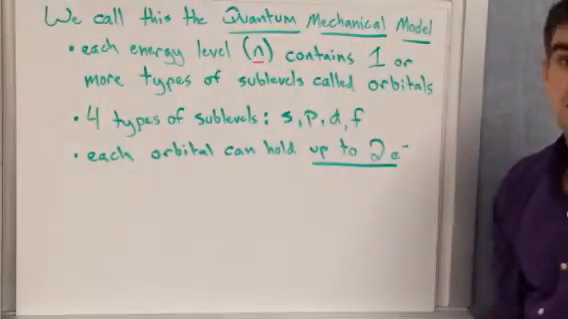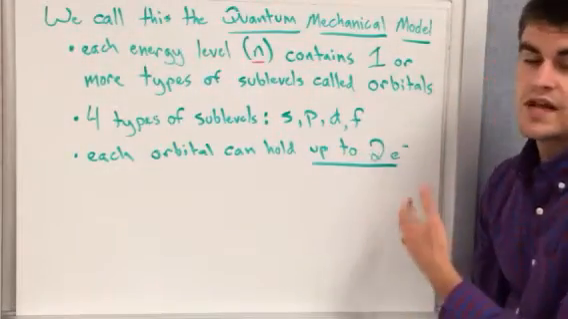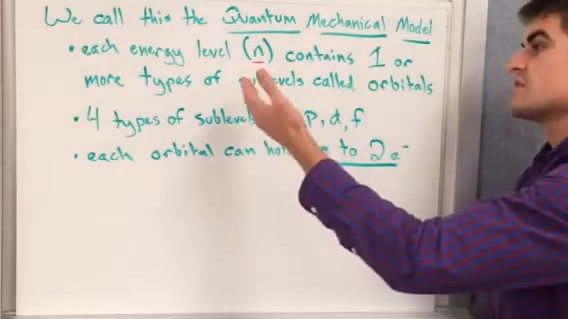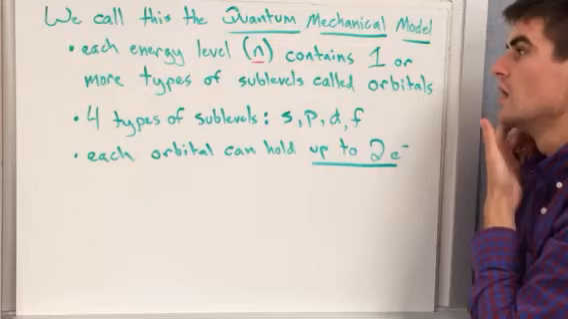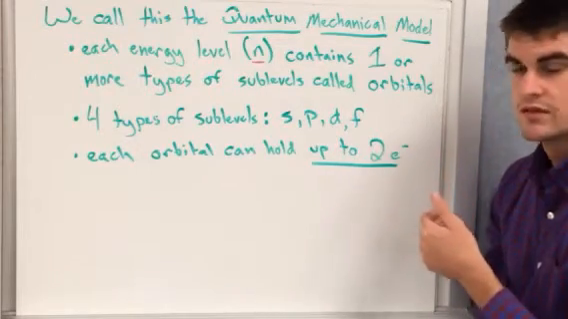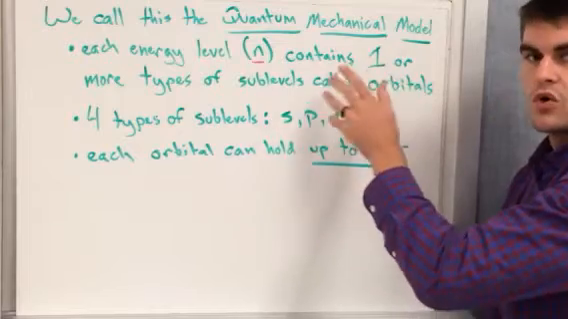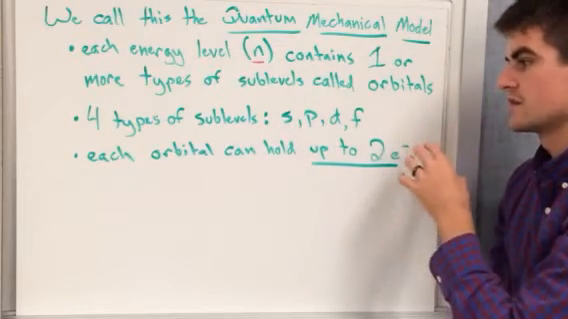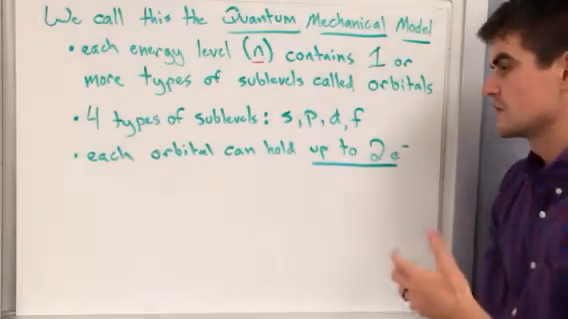We call this the quantum mechanical model, and this is actually the model we still believe today, where we have these different energy levels, kind of like Bohr, but these energy levels contain one or more sublevels called orbitals. Don't worry a whole lot about the wording here. I'll show you what I mean here in a second and what you're going to need to know.